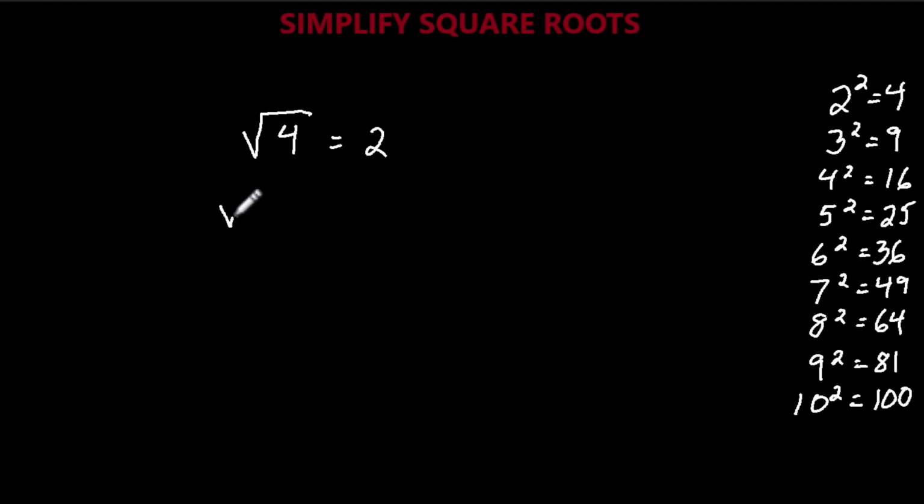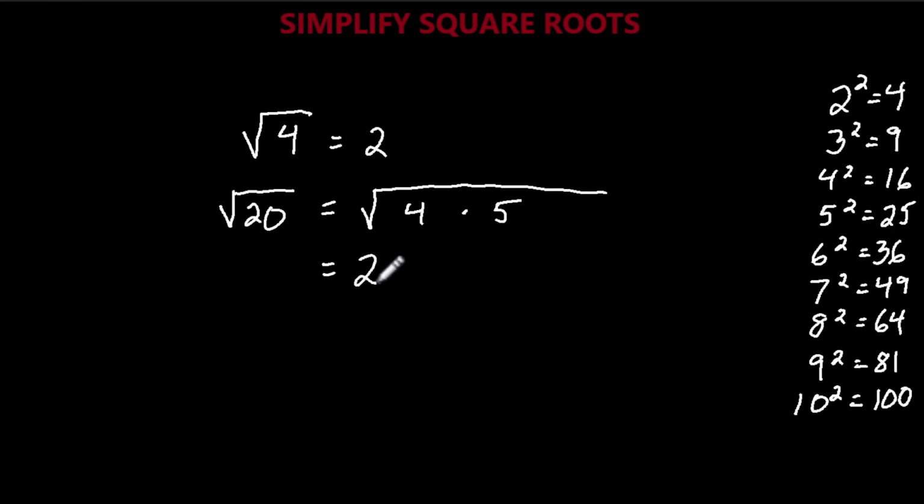So let's say that I had the square root of 20 inside. Well, the square root of 20 isn't a perfect square that's on our list. We skip over it going from 16 to 25. But what we can do is rewrite the 20 inside to be the square root of 4 times the square root of 5. When we do this, we can take the square root of 4 out, and that would give us 2 square root of 5.